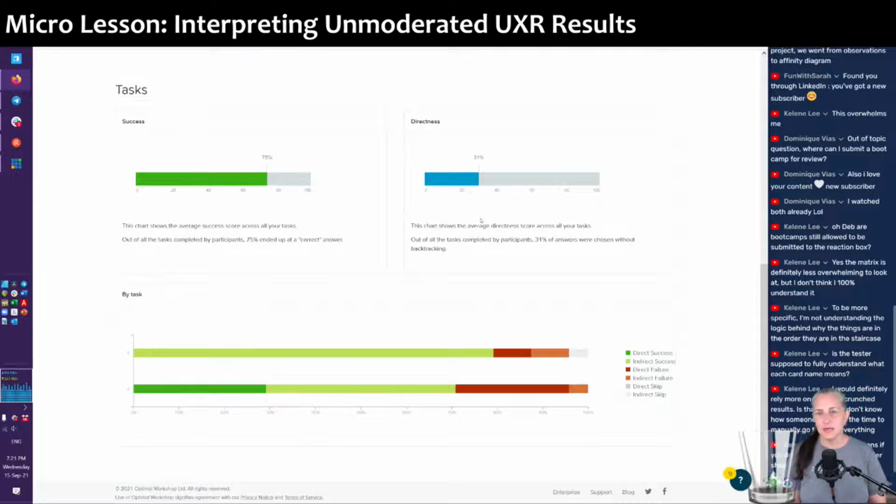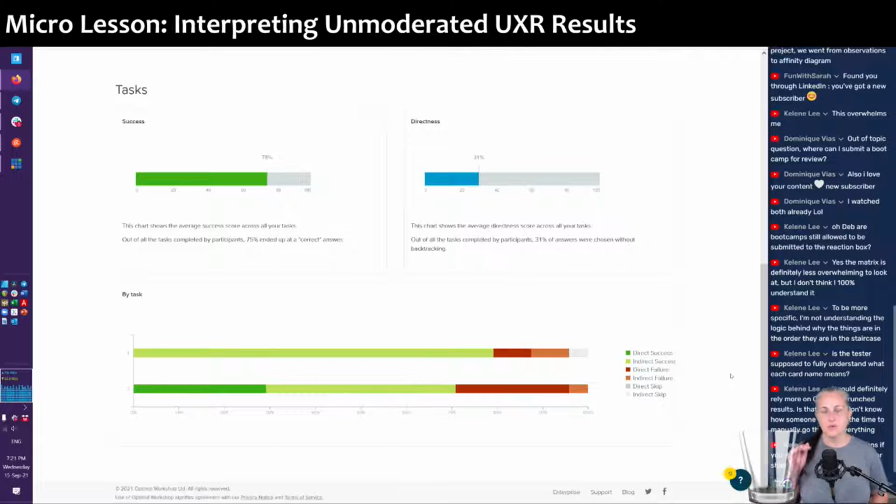Now, we're going to need to talk a little bit about success and failure. We started talking about this in the last show, but let's spend more time on it now, even if I have to run a little bit late today. First of all, to me, the only thing that is a success here is a direct success. Even though Optimal Workshop tells you 75% was a success, I don't agree with that number. I treat an indirect success as a failure.